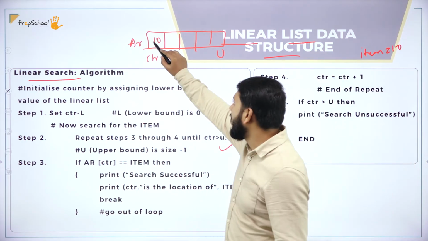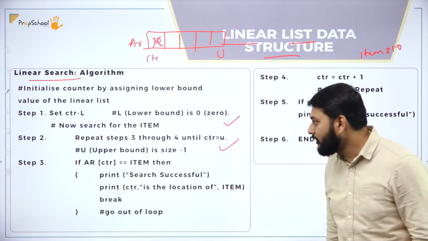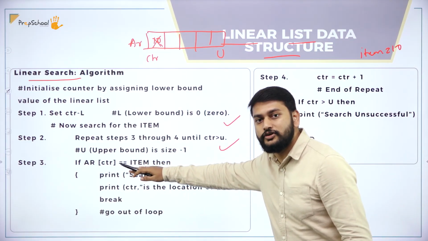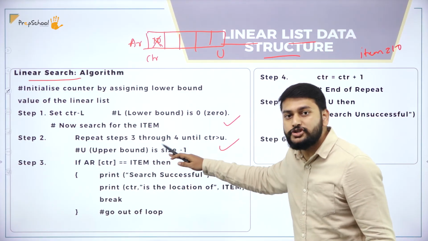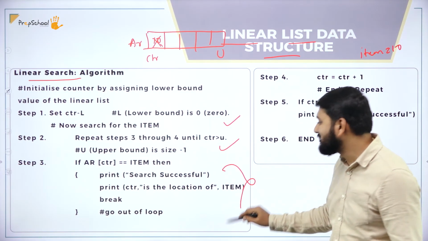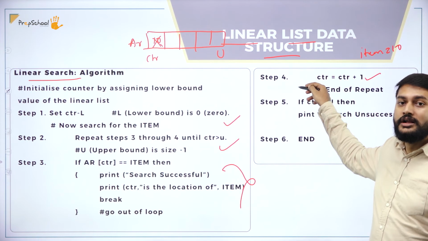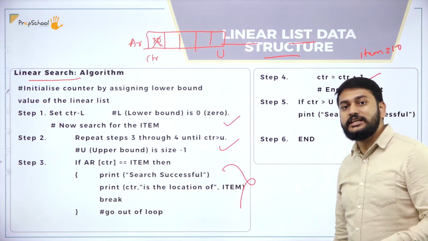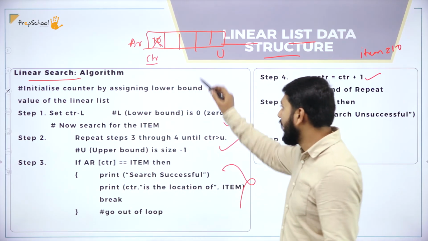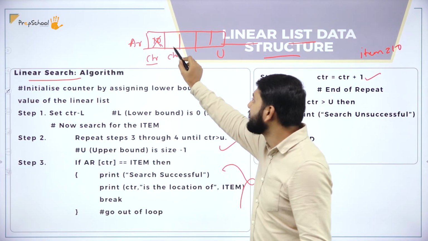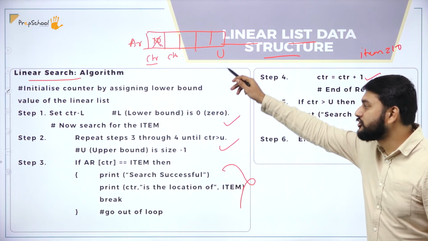Let us imagine I don't have the 10 here. So it will not execute those statements, as there is no match. It will skip these statements and directly execute the next one: CTR plus 1. The increment of this pointer will happen. Now it was here, and it will come to this point.